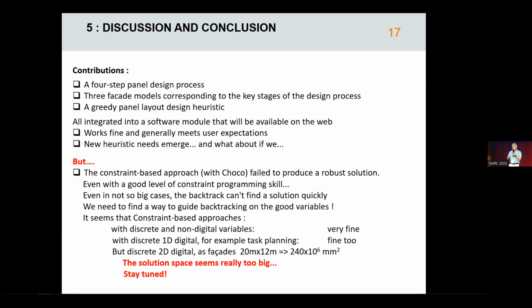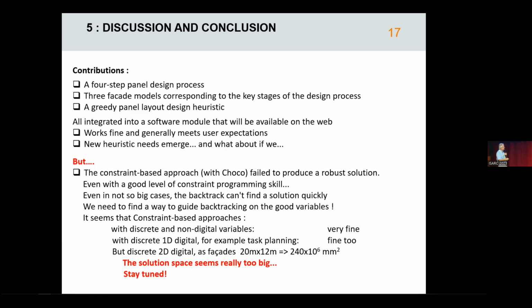The software module is a basic heuristic, so it works well and generally meets user expectations. Generally, because in some situations users say, we would have preferred something else. And so we have new heuristic needs, because when you show people how it's working, they ask, why can't we do something different? So new heuristic needs emerge, and what about if we do this or that? But globally it's robust. There is no big issue in terms of science.